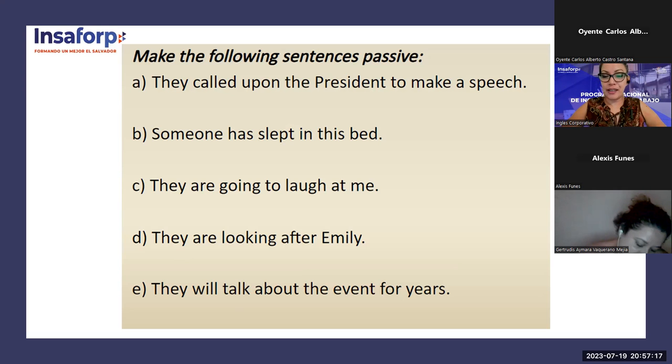Looked. El verbo así siempre va a ir en fase. Emily is being looked after. Okay. Y ahí le pueden agregar by them. Emily is being looked after by them.